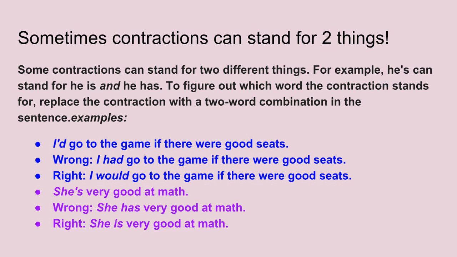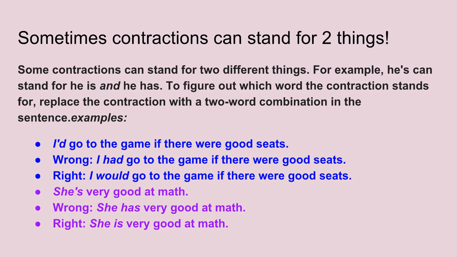Sometimes contractions can stand for two things. Some contractions can stand for two different things. For example, he's can stand for he is and he has. They look the same, but you have to find out what the meaning is. So to figure out which words the contraction stands for, replace the contraction with the two-word combination in the sentence.